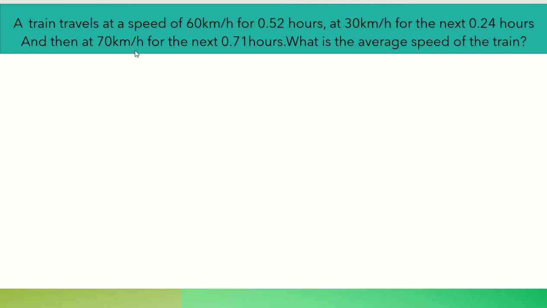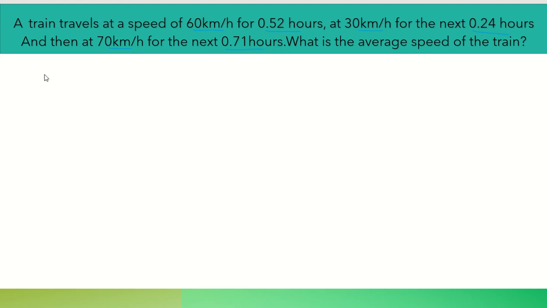A train travels at a speed of 60 km per hour for 0.52 hours, at 30 km per hour for the next 0.24 hours, and then at 70 km per hour for the next 0.71 hours. What is the average speed of the train? This is a very direct question. So what we have to calculate is, speed is given, time is given. The formula for average speed is total distance by total time taken.